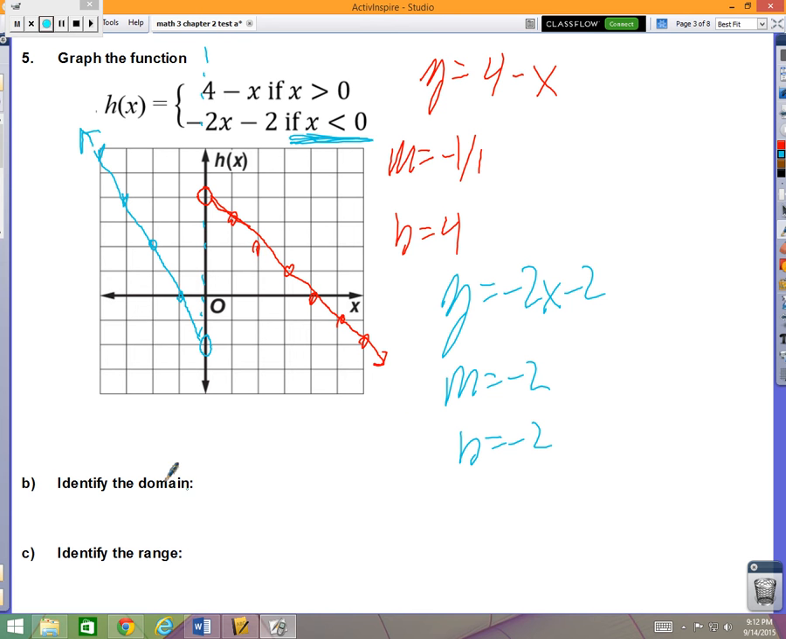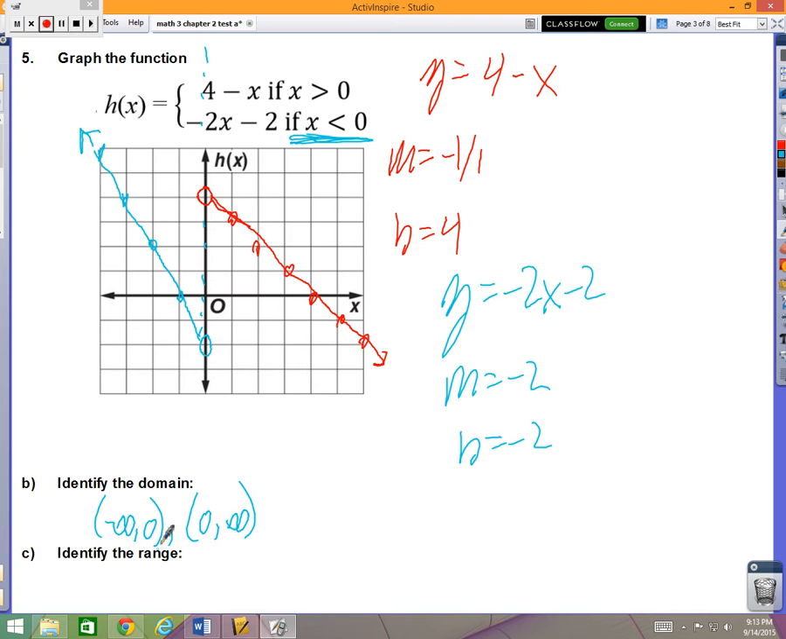Okay, the domain is anywhere left and right. So this goes all the way to the left. This red line goes all the way to the right. So it covers all the way from negative infinity to positive infinity, but it does not exist right here. Never at 0 can you find anywhere that touches the line. So the domain is going to go from negative infinity to 0, not including, so parentheses, and then 0 to infinity.